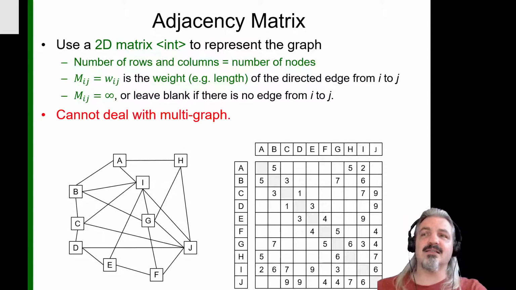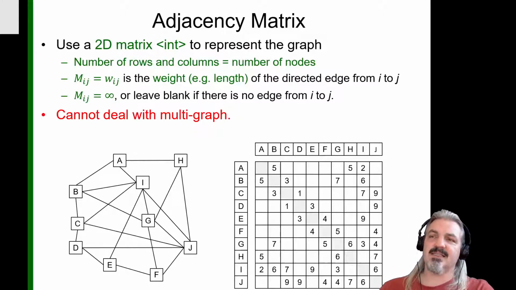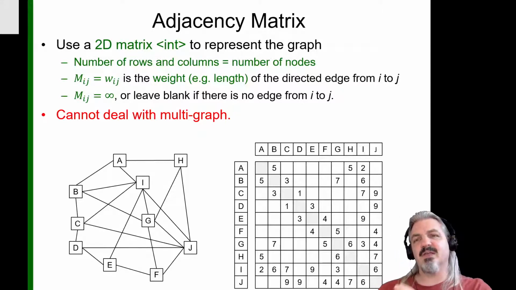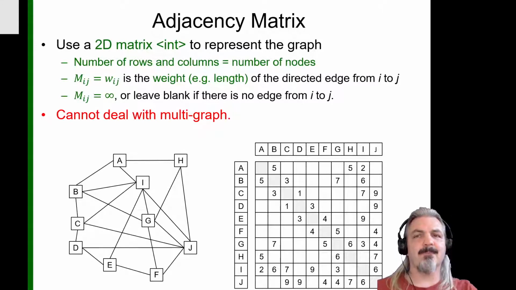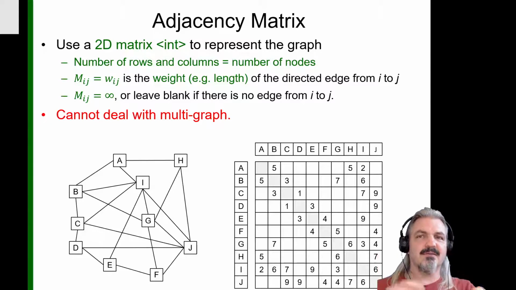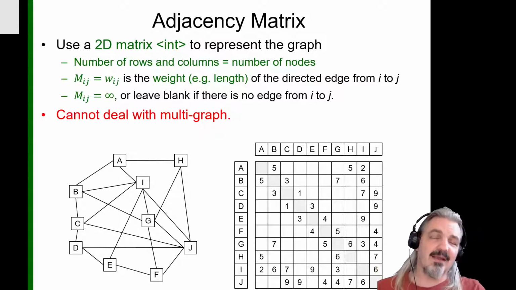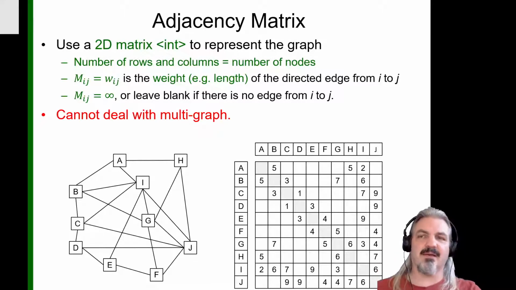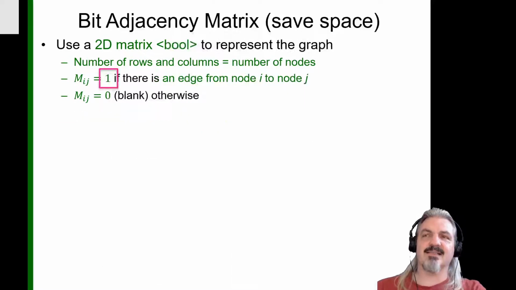It doesn't deal with multi-graphs. This is a problem with graphs where you have more than one connection between two locations. This doesn't deal well with that because there's only a single item in this array, which is the weight. And when there's nothing there, or an infinite score, you have no connection. When there's a number, that is the connection between these two points in the graph. So this is an adjacency matrix.